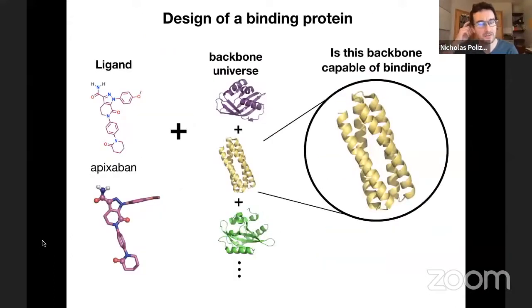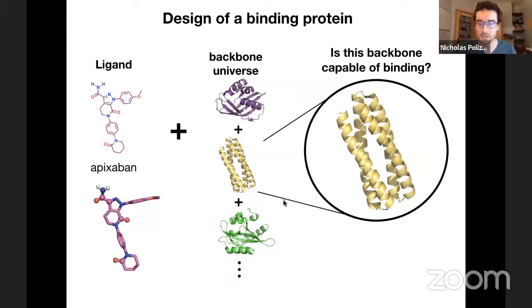The design of a binding protein is a little bit different, though, because there are more degrees of freedom you have to consider. One is you need a target ligand, right? In this case, I'll talk about apixaban in this talk, which is an antithrombotic drug. And so you need a ligand conformation. Which conformation of the ligand are you interested in binding? And which protein backbone is actually going to be capable of forming the interactions with this drug, with this molecule? And so there's a lot of unknowns.